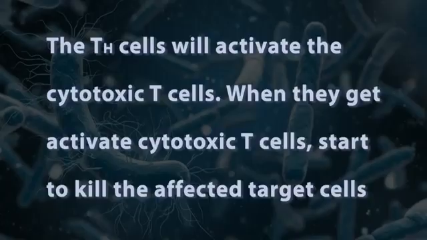IL-1 produced by the T cells helps in the activation of new T cells. These new T cells get proliferated to form more Ts cells. The Ts cells will activate the cytotoxic T cells. When they get activated, cytotoxic T cells start to kill the affected target cells. The cytotoxic T cell can also get activated directly by the signals produced from the affected cells.